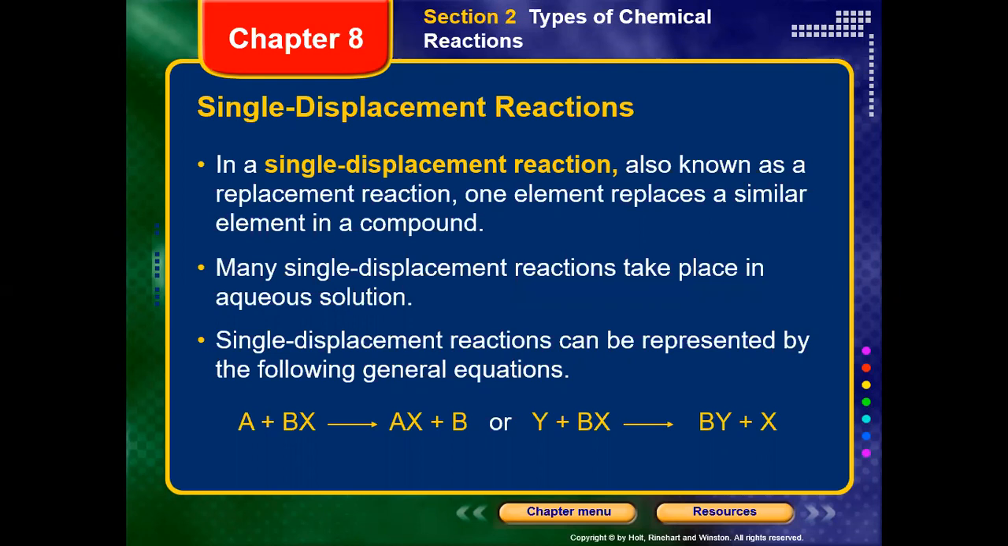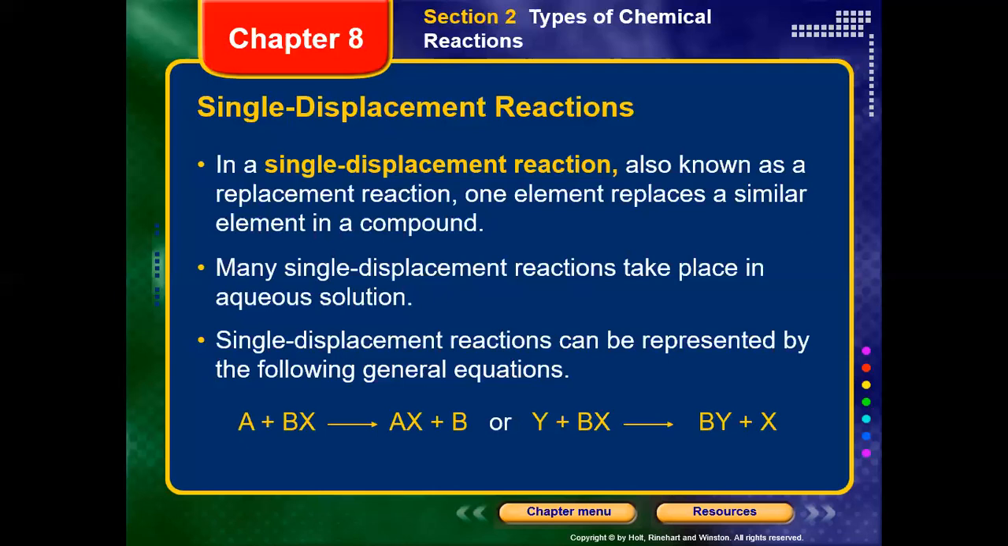In a single displacement reaction, as we mentioned before, it's a reaction between an element plus a compound. Single displacement reaction has two options. Either it will occur or it will not. So either there is a reaction or there is no reaction. So let us read the definition of single displacement reaction and the general formula. Then we will go into details for this type of reaction.